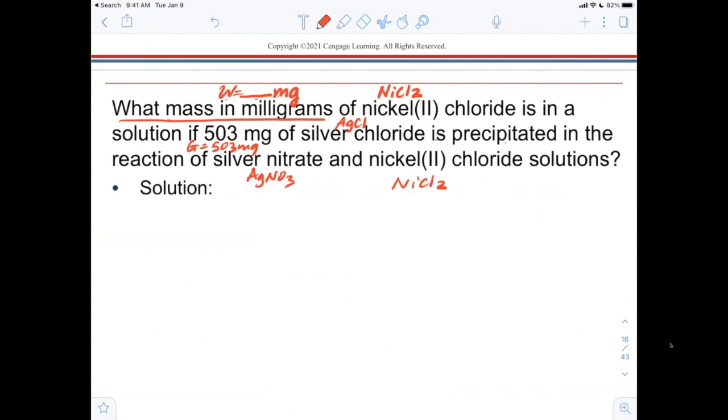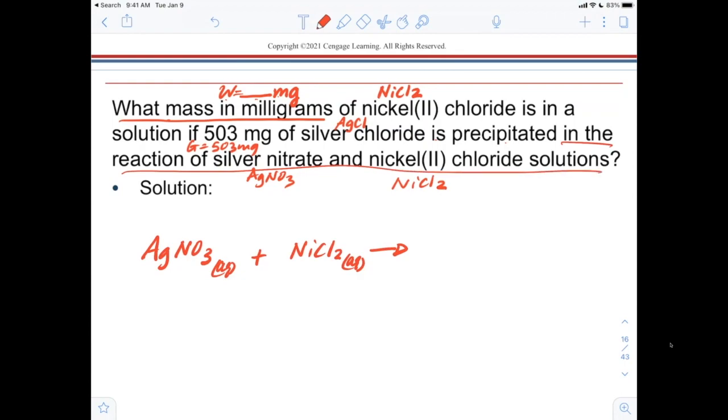Okay, so apparently they're asking for the mass of nickel 2 chloride. So there's nickel 2 chloride in here. And then we're given the amount of silver chloride. But it says in the reaction of silver nitrate. So technically, silver nitrate is reacting with nickel 2 chloride. So the reactants are silver nitrate and nickel 2 chloride. These are the starting materials because it says in the reaction of. Okay, so over here, it says what mass. This is what we're looking for, in milligrams. And then we're told that silver chloride is precipitated. So the product here is silver chloride.